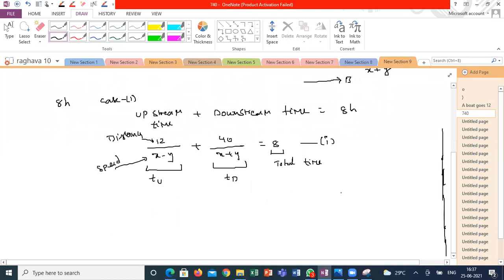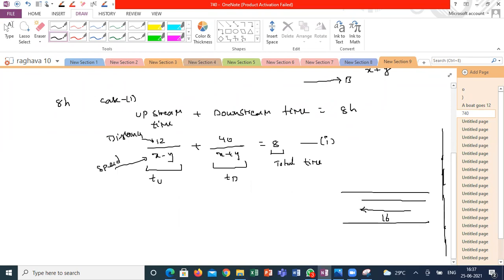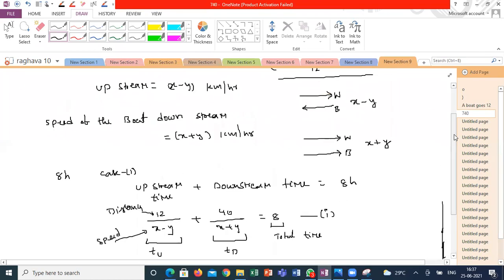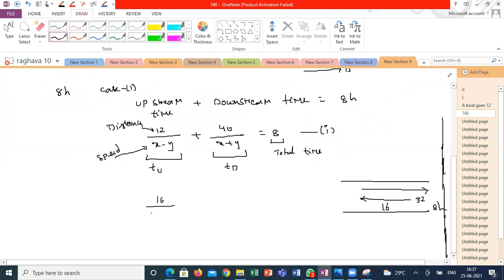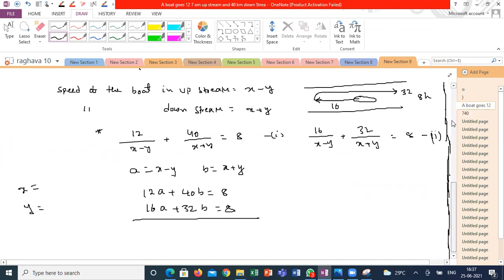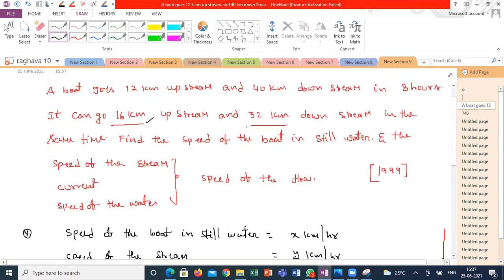So in the second case, how is he traveling? It's the same speeds. Upstream, he traveled 16 kilometers and downstream he traveled 32 kilometers. Here also he took 8 hours. Here he traveled 48 kilometers; in the beginning, he traveled 52 kilometers. So 16 by x minus y plus 32 by x plus y is equal to 8, because he took the same time for the second case also. That is what the question says, correct?